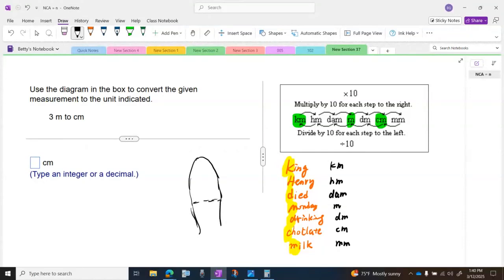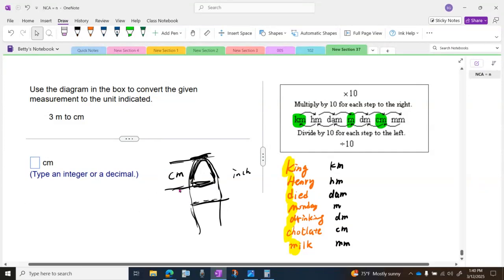This is the knuckle, right? We say from the tip of your thumb to the first knuckle, that's about 1 inch. And then suppose this is your nail. Of course, we have different sizes of nails, right? From the tip of your finger to the end of the nail, that's about 1 centimeter. Maybe this would help you to at least know the relationship between a centimeter and an inch.